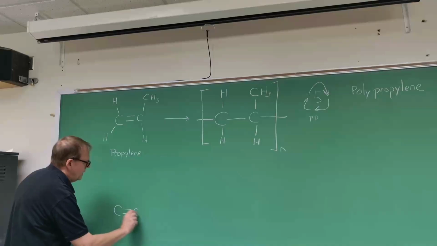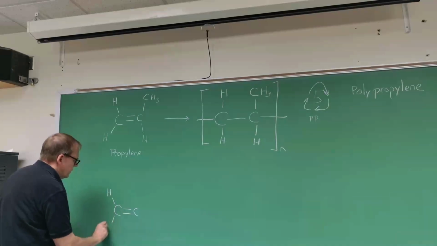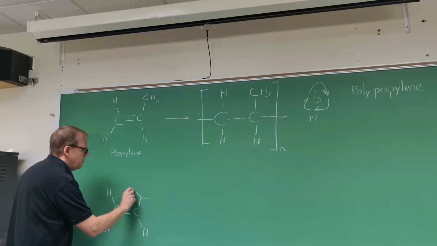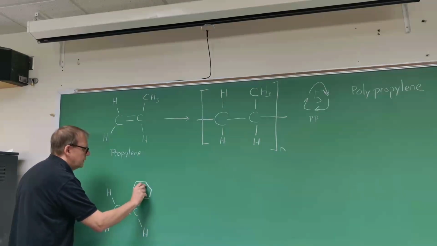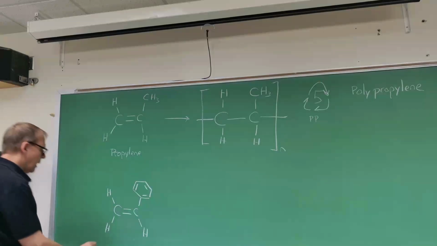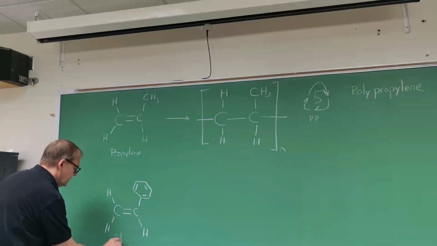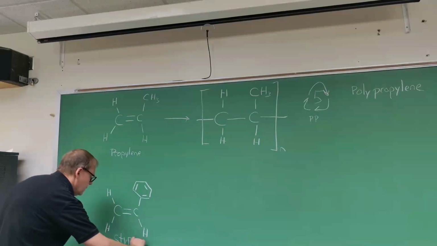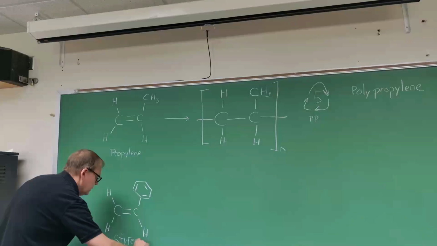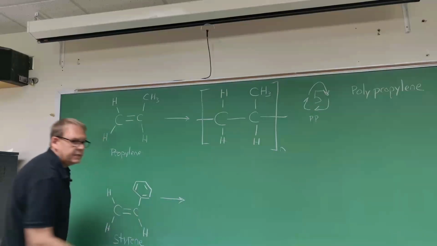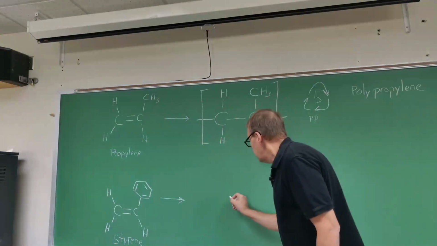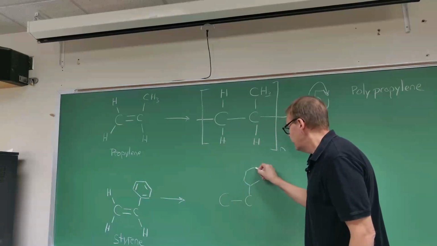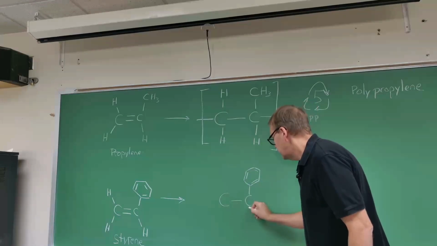This one has the standard alkene, but the group that it has on it is actually a benzene ring. It's a phenyl group. And the name of this monomer is called styrene. Styrene is the monomer, and when it's polymerized, it becomes polystyrene, which has this structure. Every other carbon has a phenyl group attached, a benzene ring.